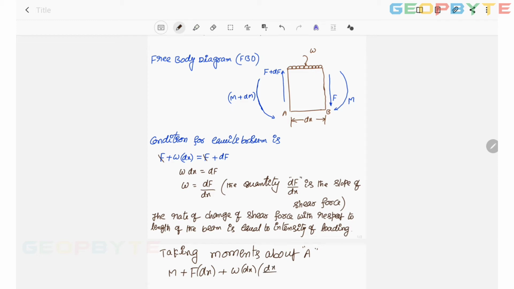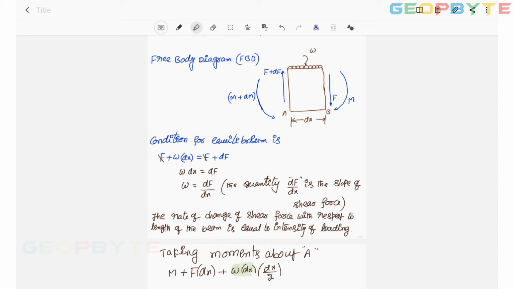Dx by 2. The F into dx is the moment due to shear force. Moment due to UDL: for getting the moment from the UDL, first we have to get the point load for that UDL. How do we get the point load for that UDL? By multiplying UDL with the UDL distance. Once you multiply UDL with the distance, you will get the point load.